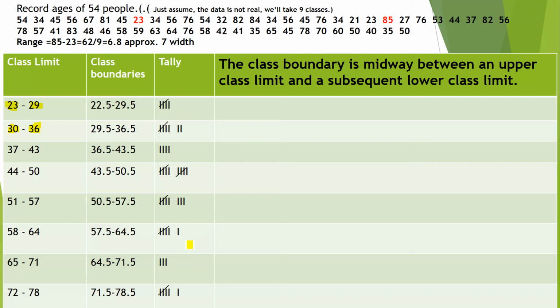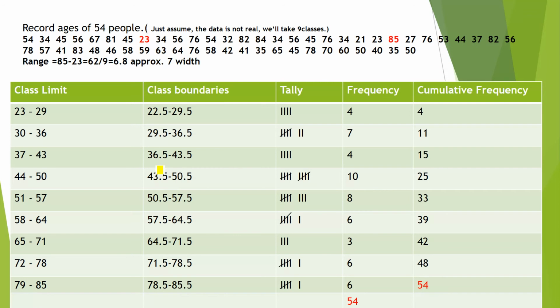And then we will make the tally sheet. This is the tally sheet. Then we will count the tally sheet. These are 4, so 4 frequency. This is 5, 6, 7, 7 here, 4, 10, and so on, at the end 54. And then cumulative frequency is 4, and then in the second is 7, 4 plus 7, 11, 11 plus 4, 15, 15 plus 10, 25, 25 plus 8, 33, so on. At the end you will get the same answer, 54, and we had 54 people here, so our frequency is also 54, so these should be equal.